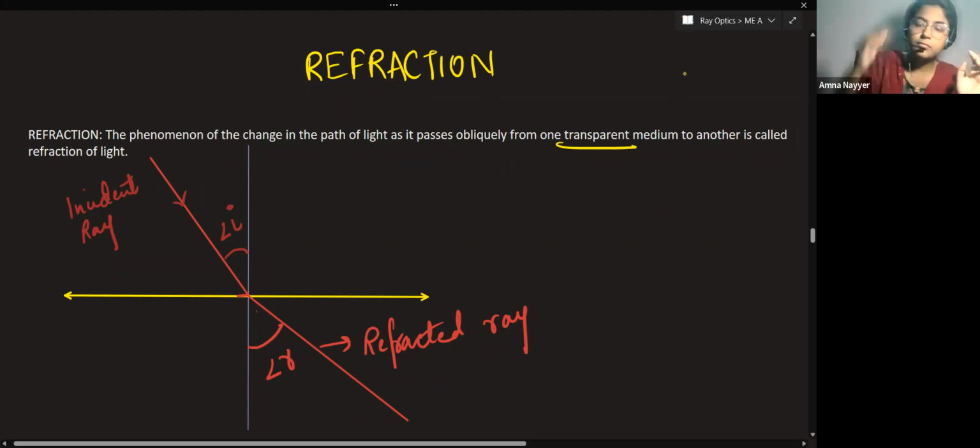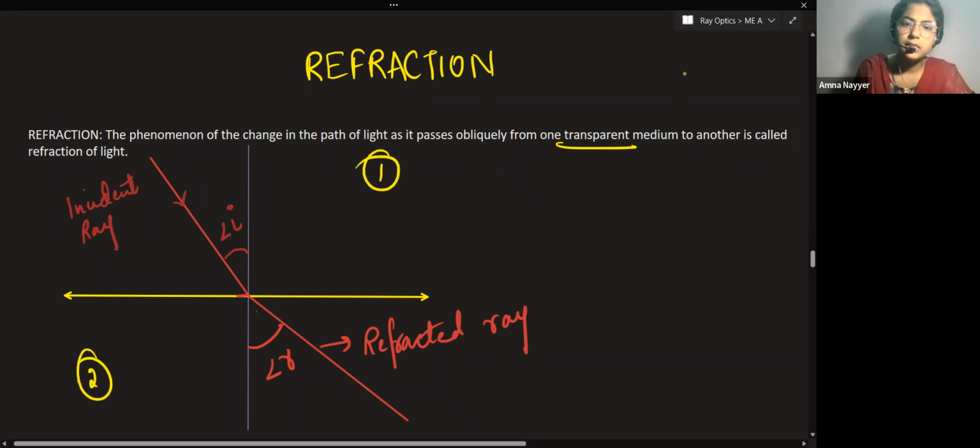Yes, so the incident ray falls at this surface. Let's say this is one medium, this is the second medium. This is perpendicular, the normal, which we have already discussed. A perpendicular dropped exactly on the plane surface is known as the normal. So here also the normal will be drawn, and this angle I becomes the angle of incidence.